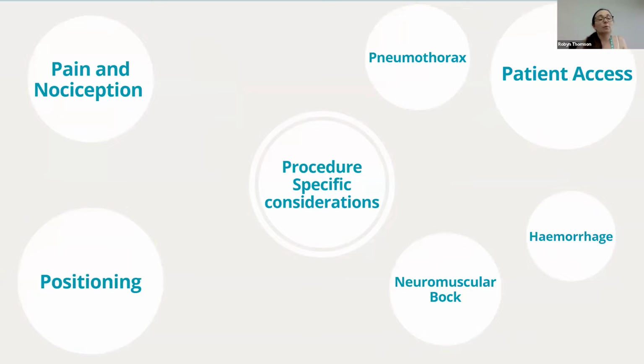Okay, so next we have our procedure-specific considerations. So these are the things that are purely related to what you're actually going to do to that patient. So most of the time, pain and nociception is going to be a huge consideration that we have to think about, as is hemorrhage. But then we also have to think about things like how are we positioning that patient? What is that going to do to the patient? How is that going to impact my anaesthetic? How am I going to access that patient?